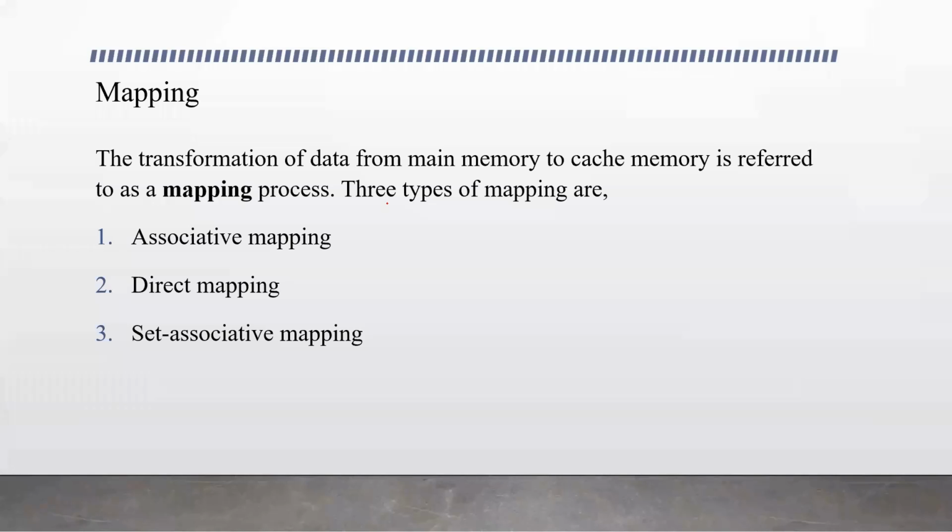And mapping is the transformation of data from main memory to cache. The three types of mapping are associative mapping, direct mapping, and set associative mapping.